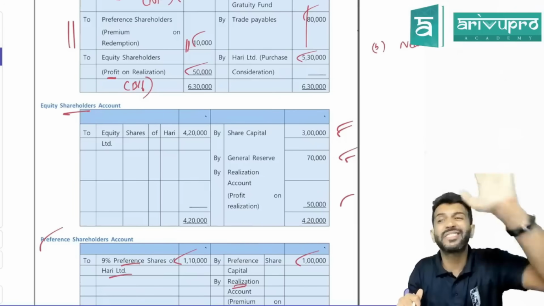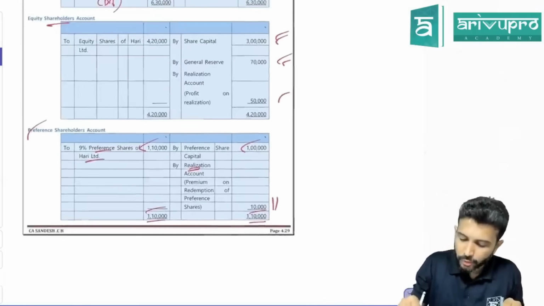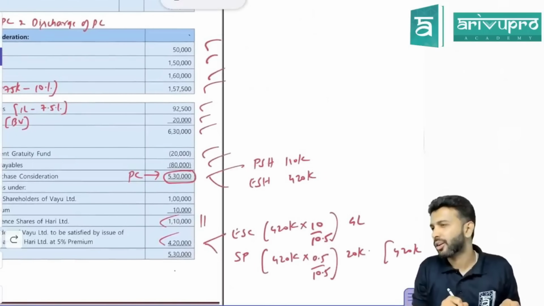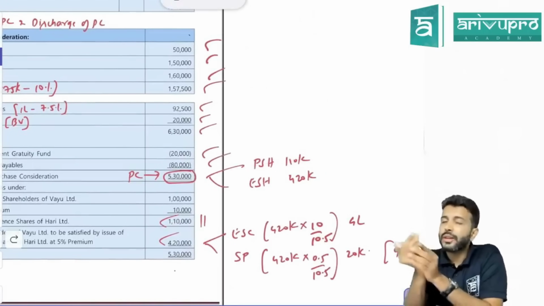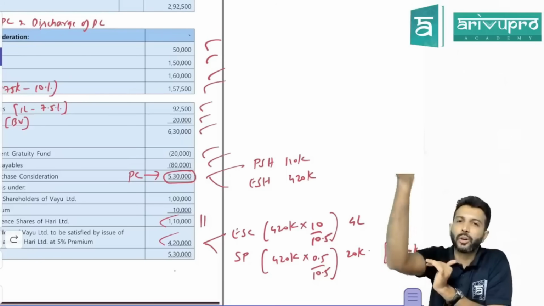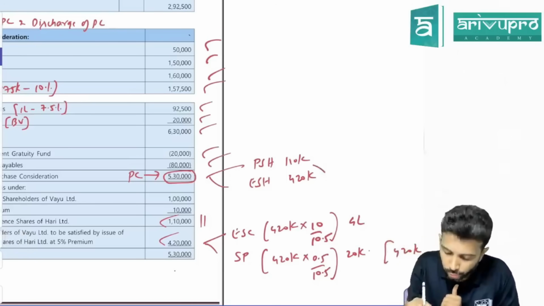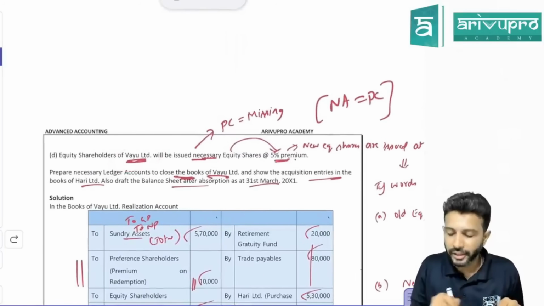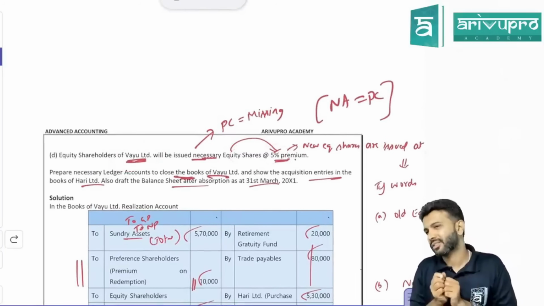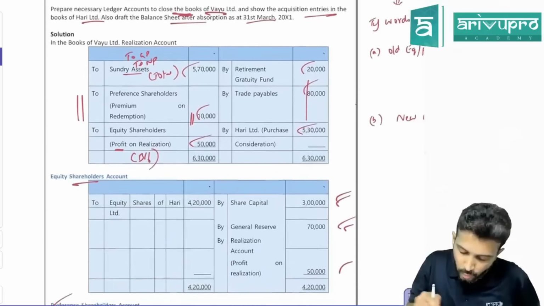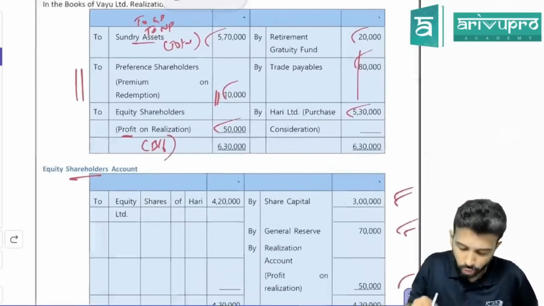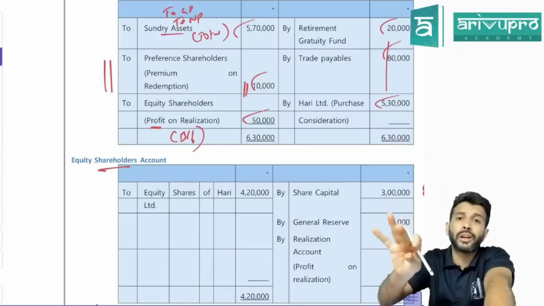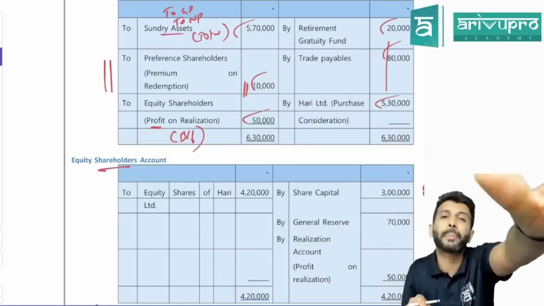Last one is what? PC. What did you give to equity shareholders? You already found out. How much did you give to equity shareholders? 4,20,000. If you pay cash to equity shareholders, the journal entry is equity shareholders to cash or bank. How did you settle this 4,20,000? What did they say in the adjustment? Equity shareholders of Vayu Limited will be given new equity shares. So the entry will be what? Equity shareholders account debit to bank? No. You'll write to equity share capital.